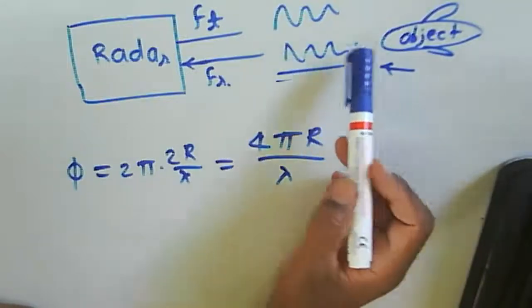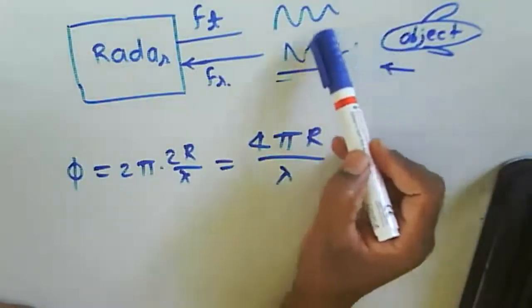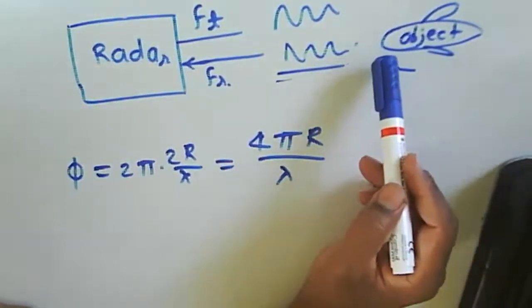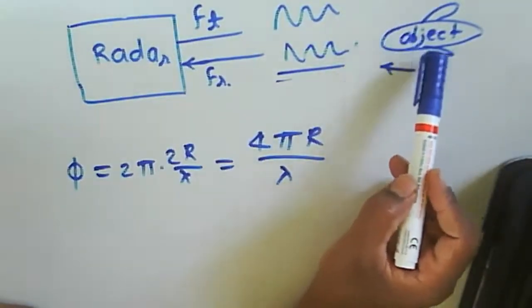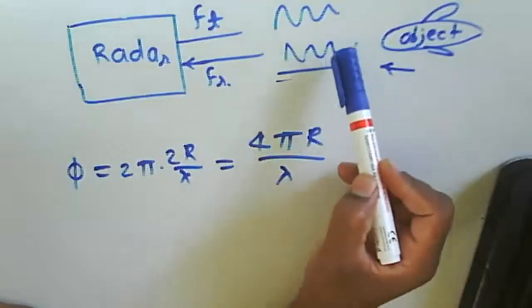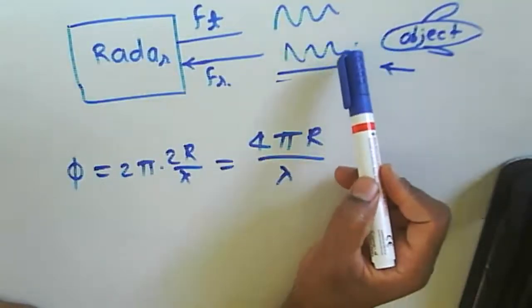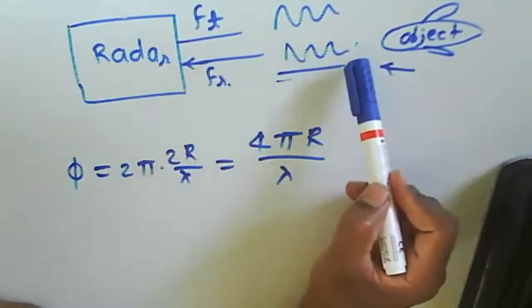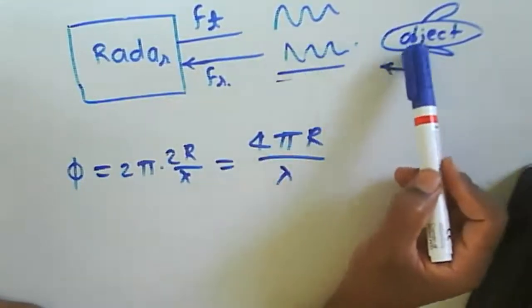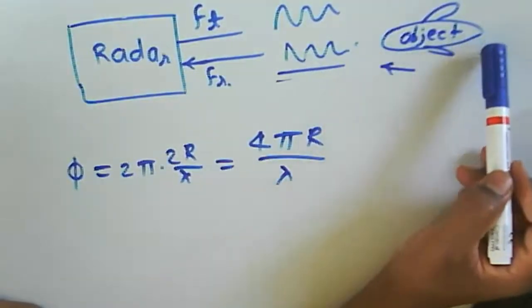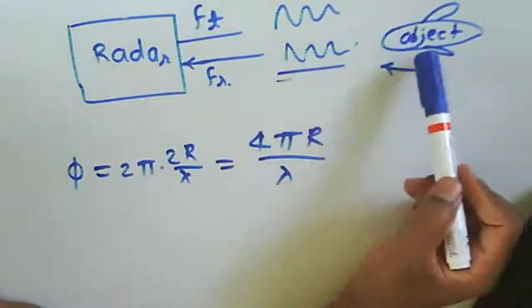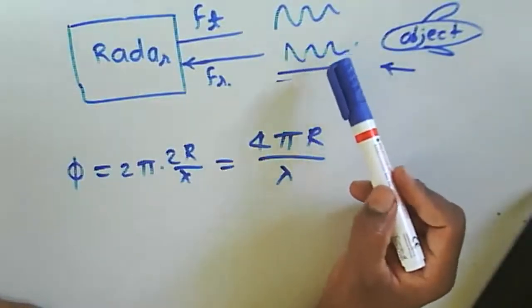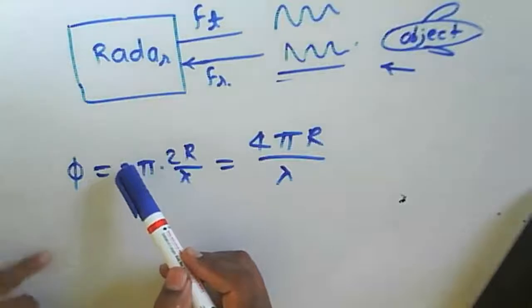So what will be the range of the radar? Because the object is moving, R is changing. R may be decreasing if the object is getting nearer to the radar, or R is increasing if the object is moving away from the radar. So R is changing here. If the range is changing, then phi, that phase, is again changing.